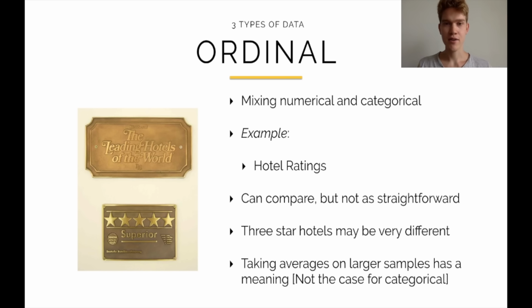All right, and so the third type of data that you can encounter is something called ordinal data. Now, ordinal data is a mixture of numerical and categorical data, and a good example of this would be hotel ratings. So you have star ratings there of 0, 1, 2, 3, 4, or 5 stars, or maybe even 6 stars, or whatever hotels go up to these days. But it's still not as straightforward to compare.